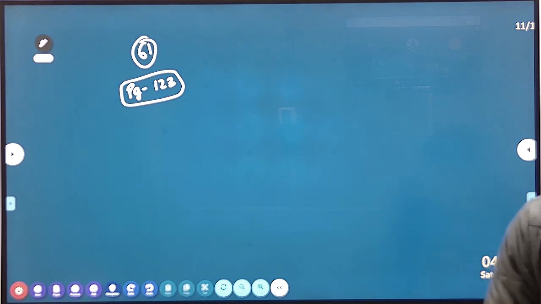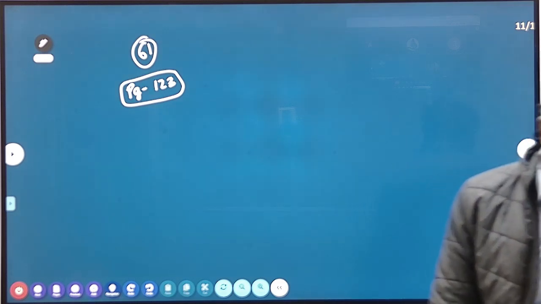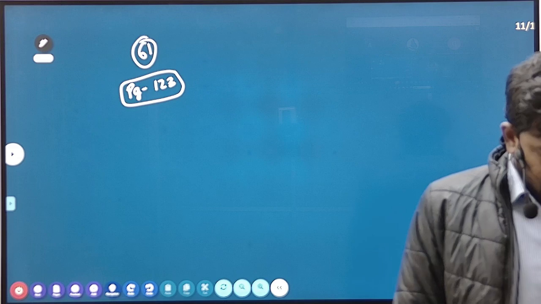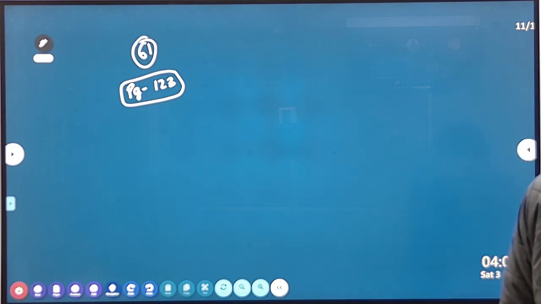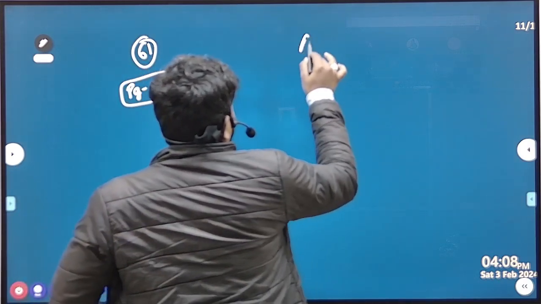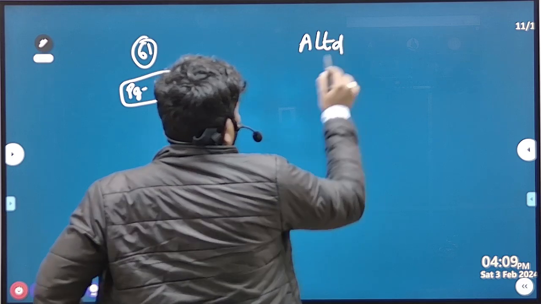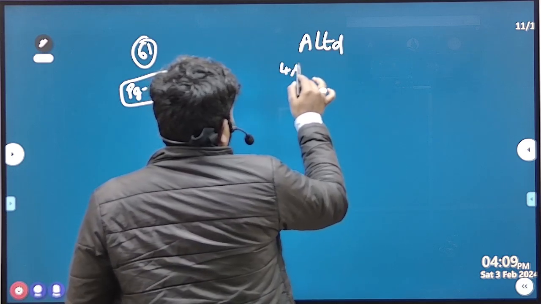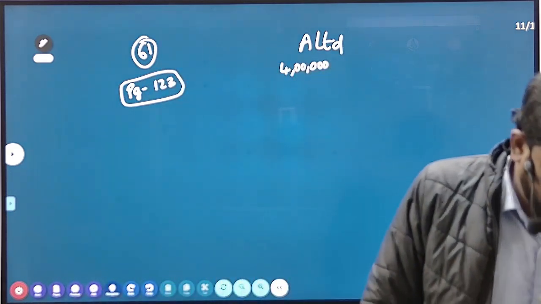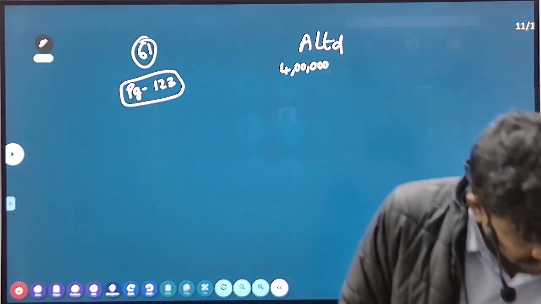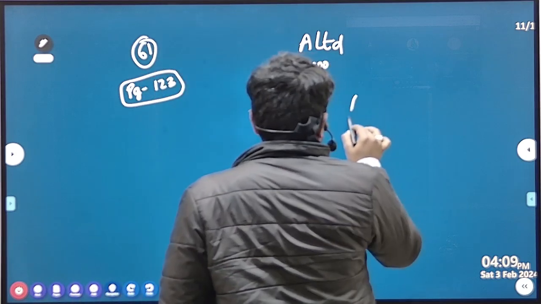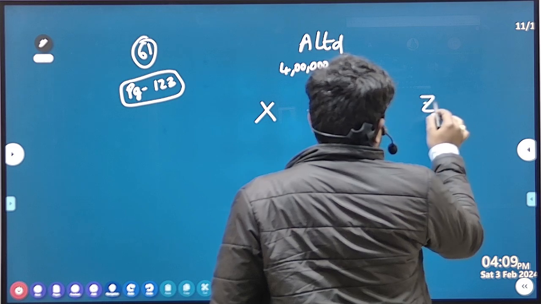A Limited issued 4 lakh equity shares. The whole issue was underwritten as X 40%, Y 30%, and Z 30%. One second. Company is issuing, what is the company? A Limited. It is issuing how many shares? 4 lakh shares. Here how many underwriters do we have? 3. Very good. X, Y, Z.